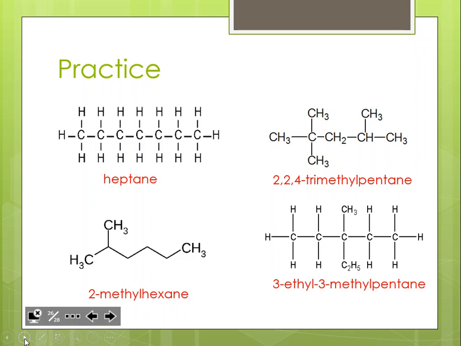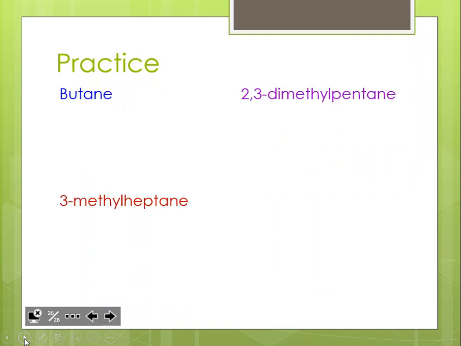Now we're going to work backwards. We're going to start with the name and we're going to try to draw it. This is always fun. I think this is actually easier than trying to name it, but we'll see what you guys think. So if I'm looking here at butane, there aren't any groups off of it at the beginning there, so I don't have to worry about that. What do I need to just do here then? What does butane mean? It's got 4 carbons.